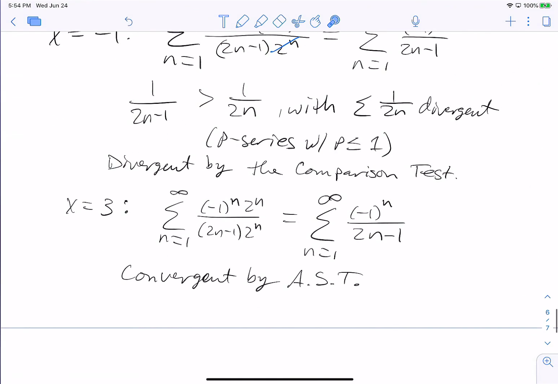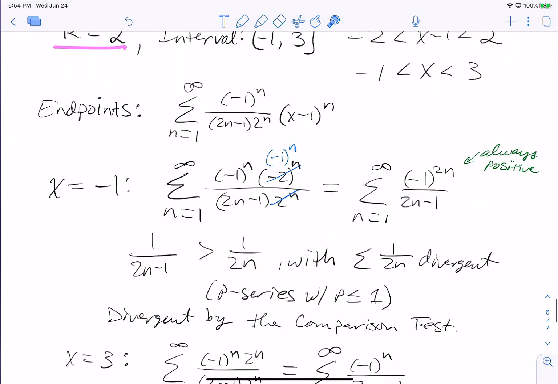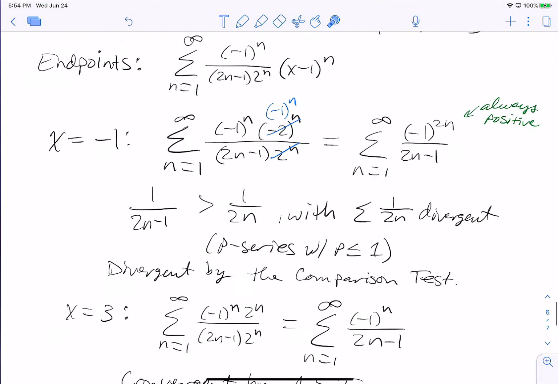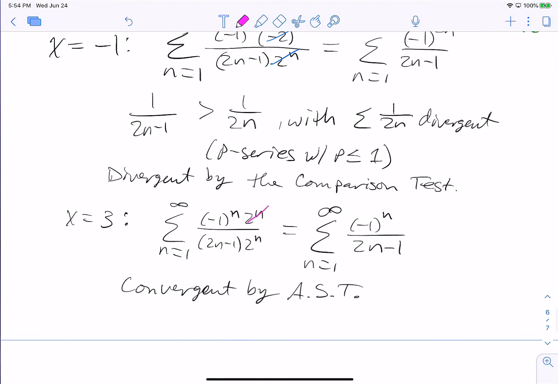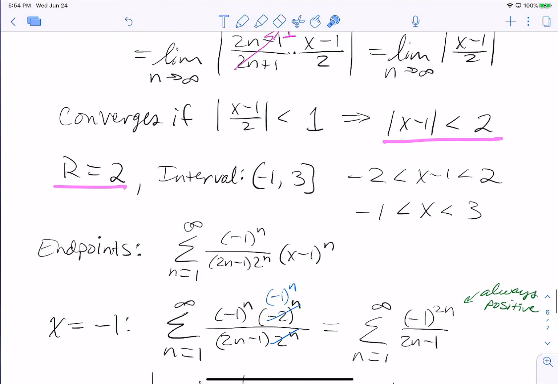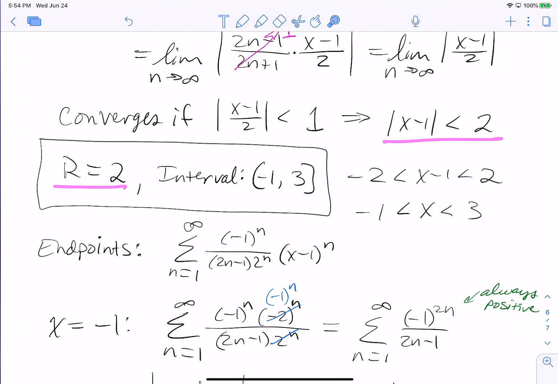For the endpoint x equals 3, substituting 3 in place of x in the base x minus 1 to the n is going to give us a 2 to the n. The 2 to the n's are going to divide out. We are left with the sum as n goes from 1 to infinity of -1 to the n over 2n minus 1. That is convergent by the alternating series test. Therefore, we already wrote down that our radius was 2, and here, I boxed it in pink for some reason, we have an interval that goes from -1 to 3, open at -1, closed at 3.